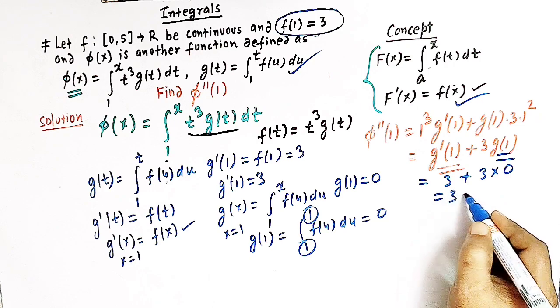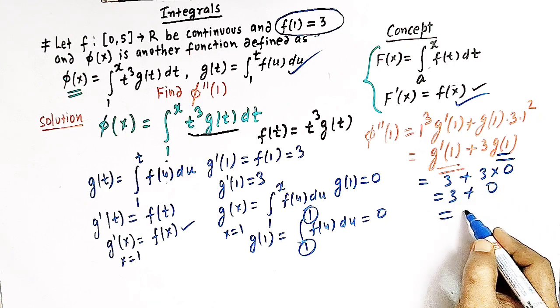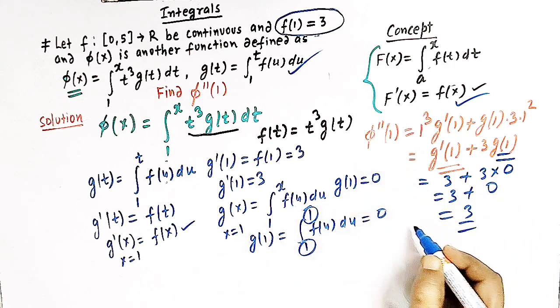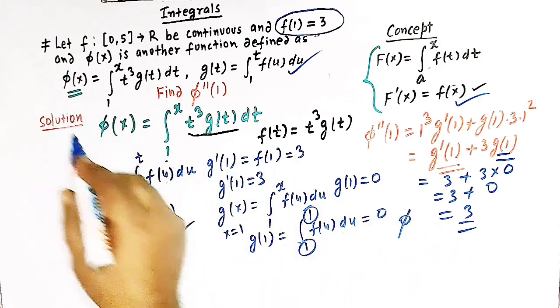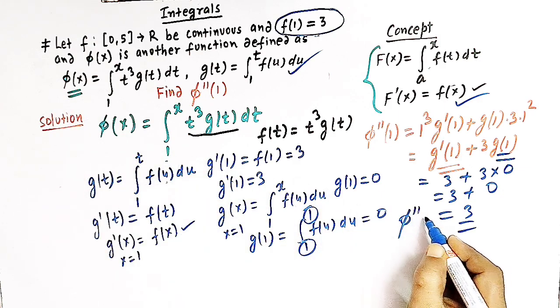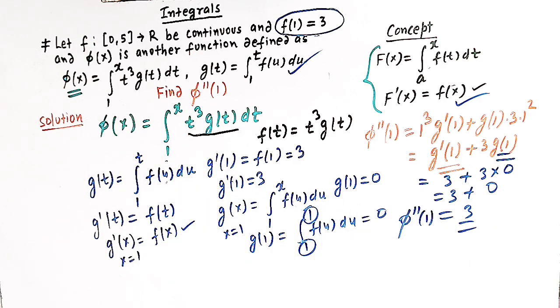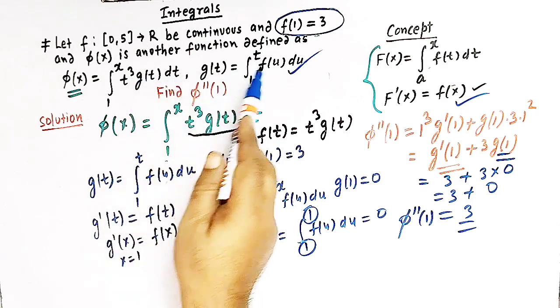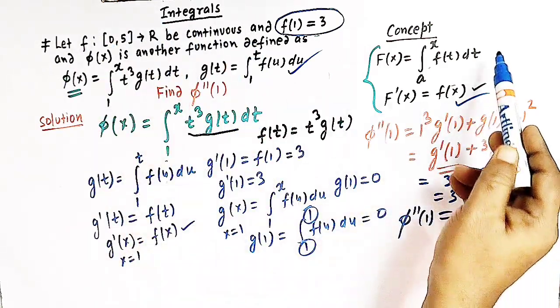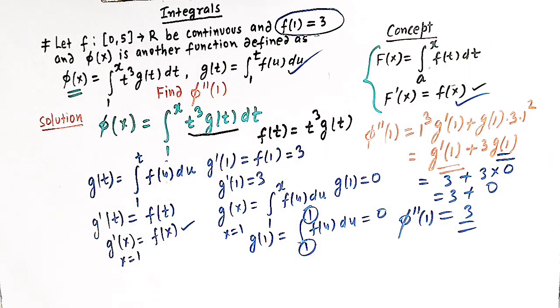So now this is 3 plus 0, that is equal to 3, right? So the value of phi double prime of 1 is equal to 3. So viewers, this is how we can easily solve these kind of problems using this concept.